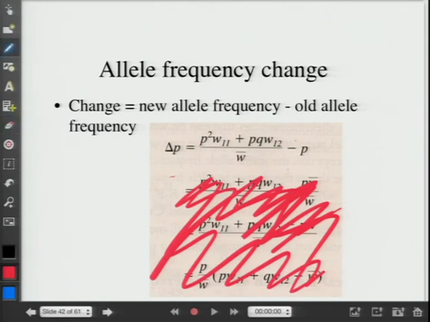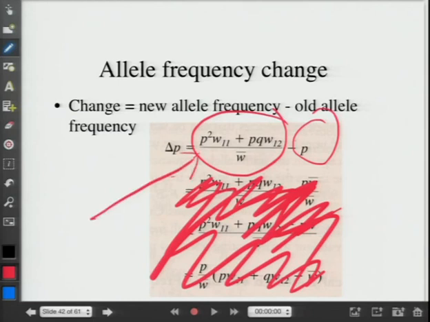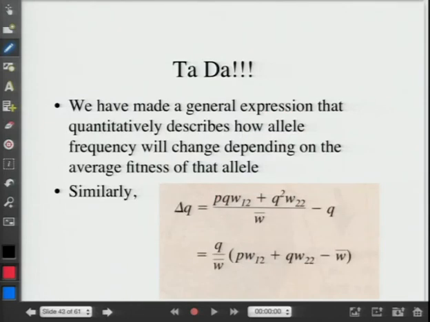So I want you to understand what delta P is, what it symbolizes, but also what it means logically and how it's calculated. The new allele frequency minus the old is the change in allele frequencies. And you should understand how that new allele frequency is derived, where that comes from. So, we did it. Woohoo! We have made a general expression that quantitatively describes how allele frequencies change depending on the average fitness of that allele. Now we're doing really weird things with language. Now we're talking about not just the fitness of a genotype, even though we know selection acts on phenotypes. We're now talking about the fitness of an allele when it combines with others. Again, you're working at the genetic level, not the organismal level, which is why we have such weird language about it.